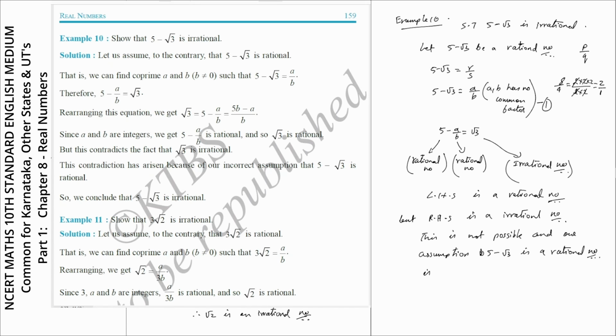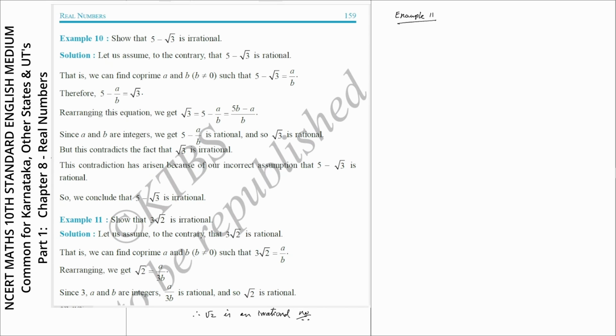So this is not possible, and our assumption that 5 minus root 3 is a rational number is wrong. So that means it's an irrational number, that's it. Therefore 5 minus root 3 is an irrational number. I tried to prove that 5 minus root 3 is a rational number, but I am unable to prove it. That means 5 minus root 3 is an irrational number. Then that completes the proof.